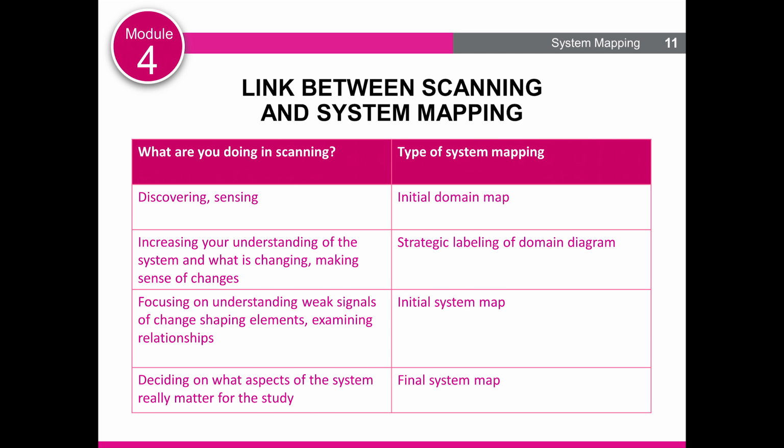Once participants have a good understanding of the weak signals through scanning, they can start to create an initial system map by drawing connections between elements on the domain map. Deciding on what aspects of the system really matter for the study allows participants to finalize the system map, focusing largely on structures that may be experiencing significant change.